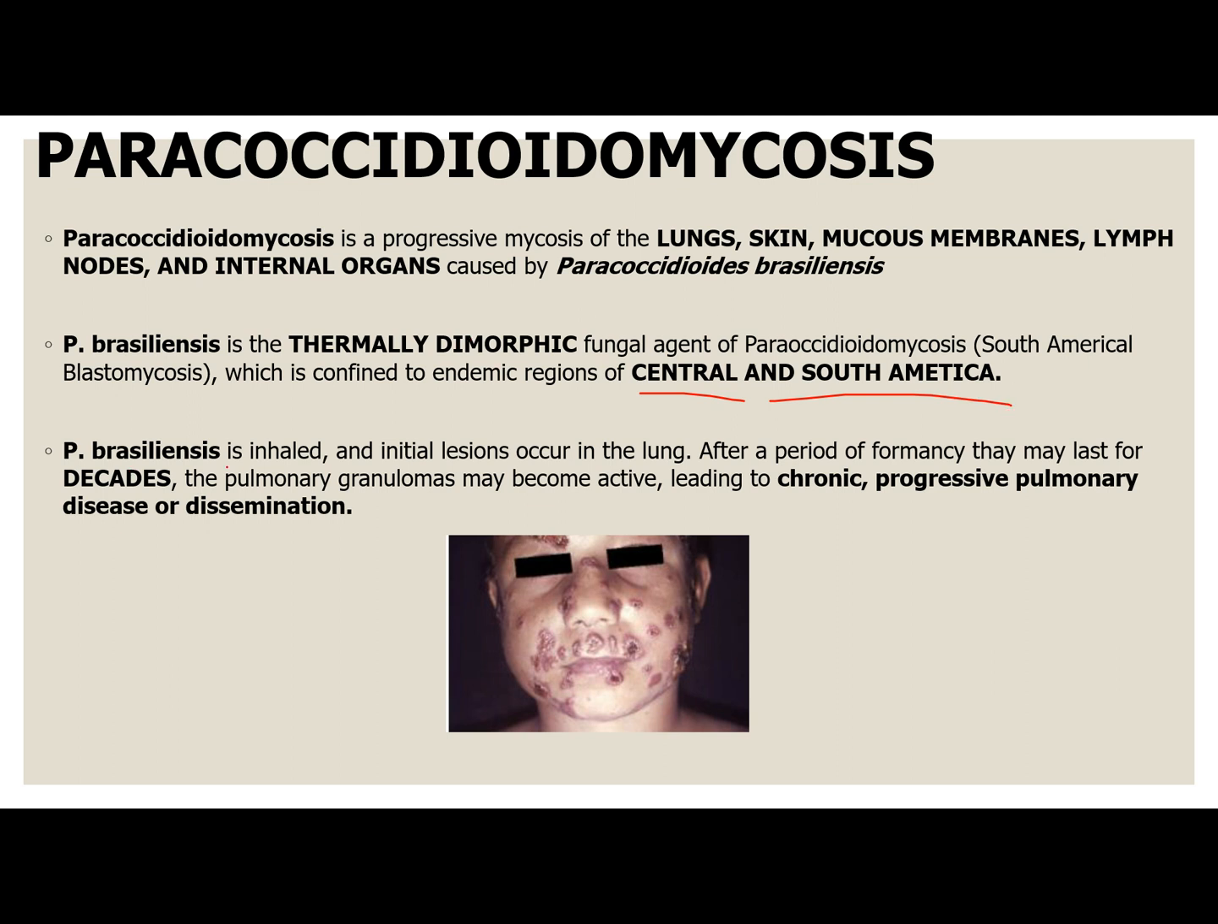P. brasiliensis is inhaled and initial lesions would occur in the lungs. So after inhalation sa lungs, class, pagkakaroon ka ng mga fibrosis or lesions sa lungs. After a period of dormancy, that may last for decades, the pulmonary granulomas may become active, leading to chronic progressive pulmonary disease or dissemination.